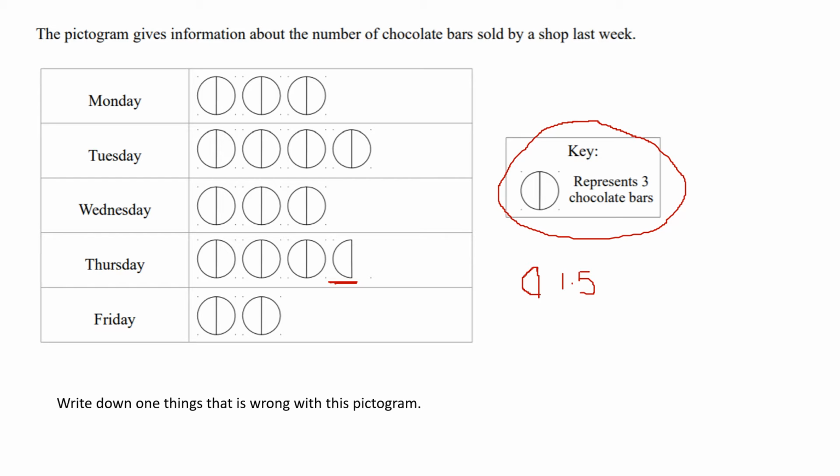The key represents 3 chocolate bars, so half of a circle will represent 1.5 chocolate bars. So that tells us that on Thursday, altogether, the shop sold 10.5 chocolate bars, which is not possible. We're not really sure if that means 1 chocolate bar or 2 chocolate bars. So that key is misleading.